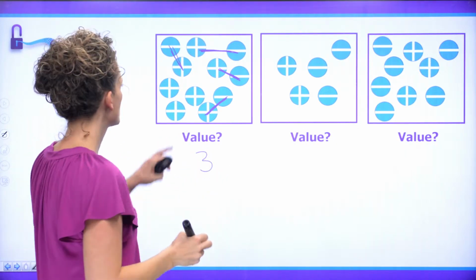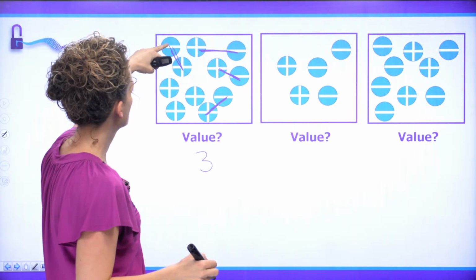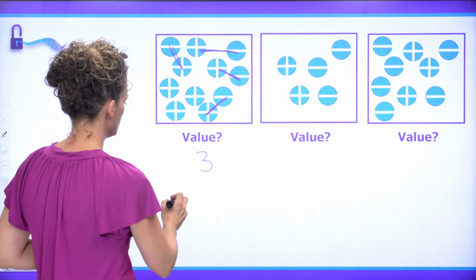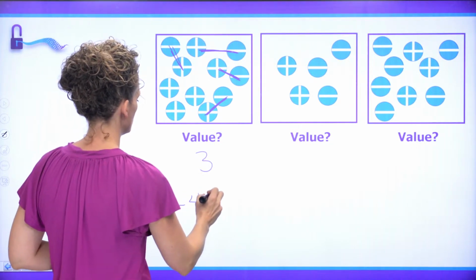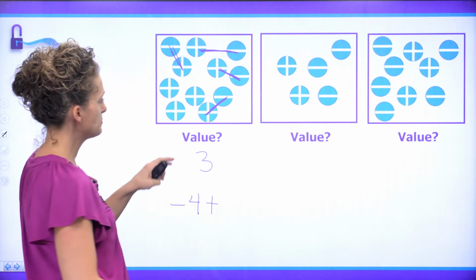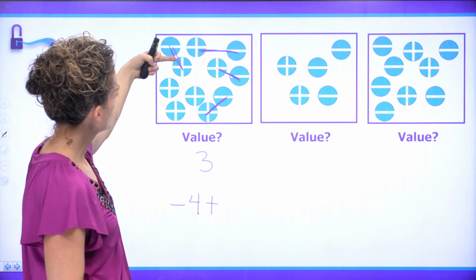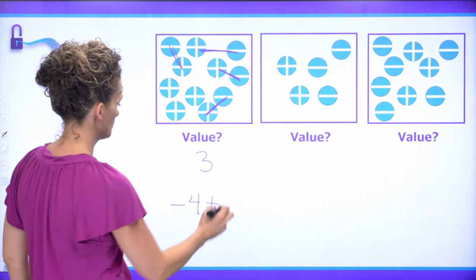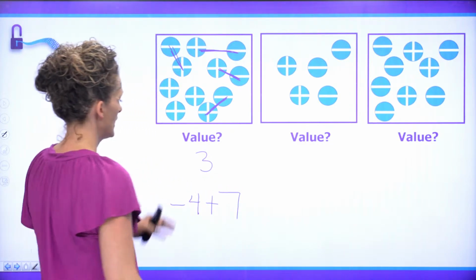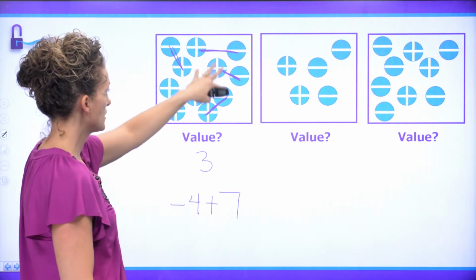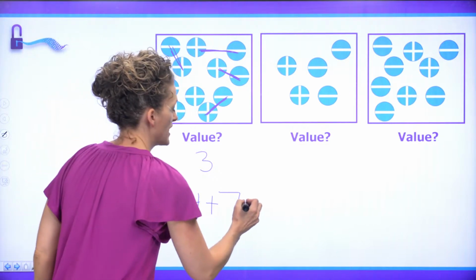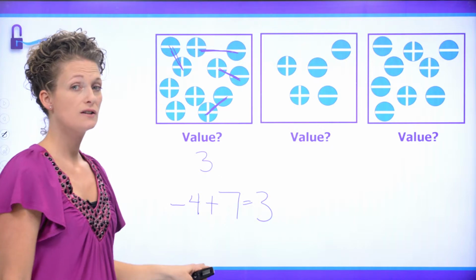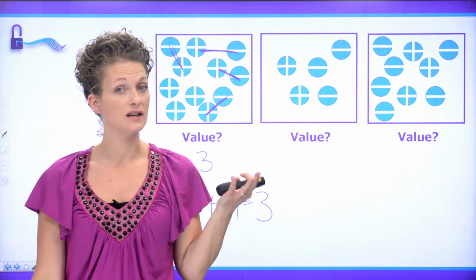Well, let's look at this again. I had 1, 2, 3, 4 negatives. And how many positives did I have? 1, 2, 3, 4, 5, 6, 7. And we know that all of this together, when we add them up, the value is 3. So negative 4 plus 7 gives us 3.